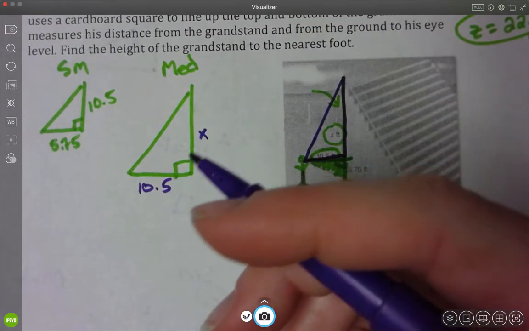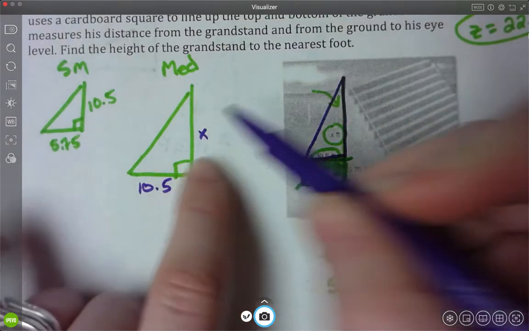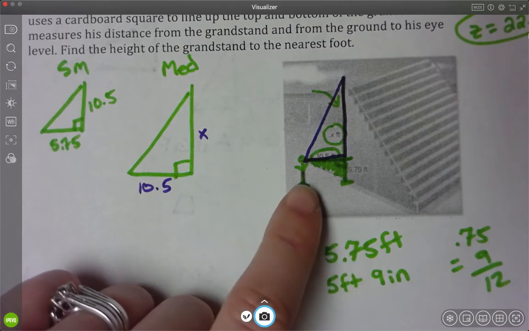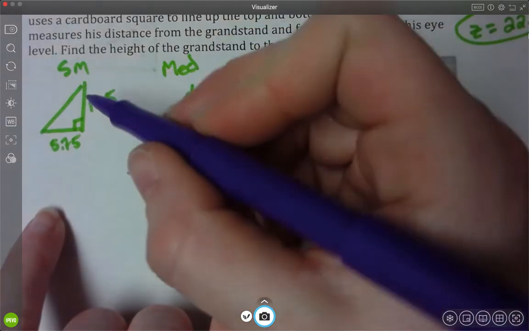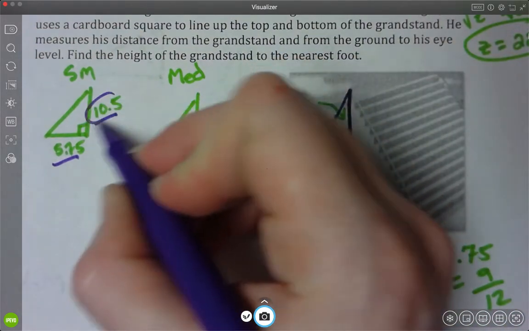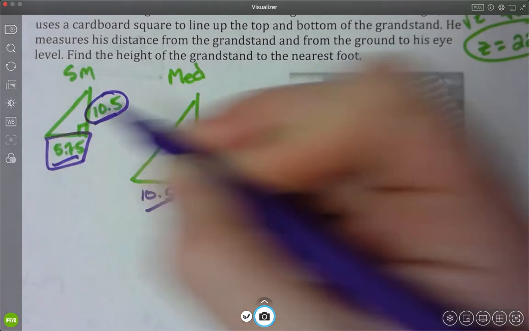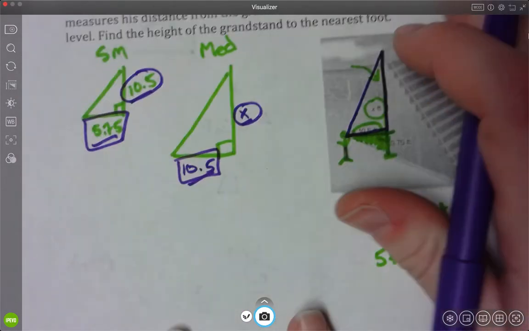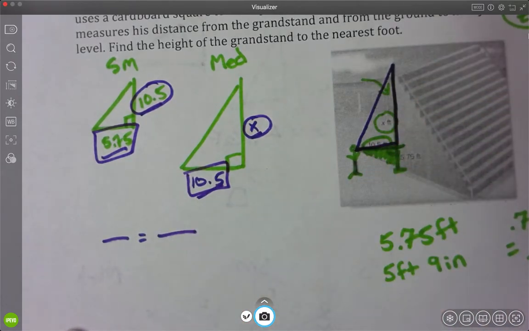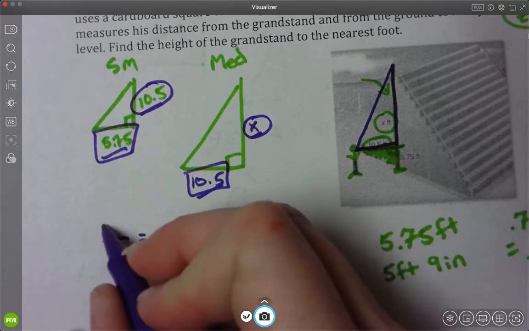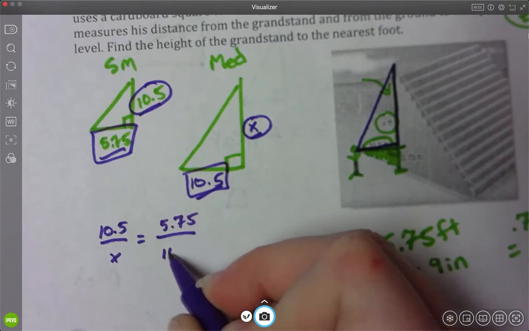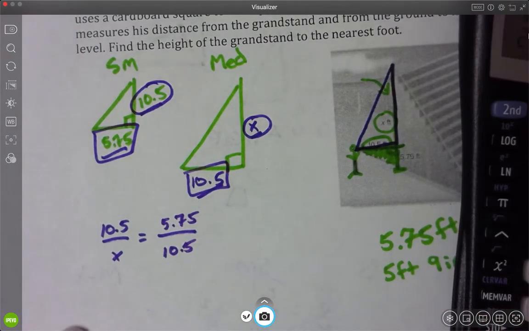Okay? Now, if you notice, I'm only wanting to solve for X in this case. I don't even have to write out what the large triangle is, because I don't know very much about the large triangle. But I have each one of the sides that I can compare, right? 10.5 goes with X, and 5.75 goes with 10.5. So I can just set that up as a proportion, okay? And then solve. I don't have to write out what the large triangle looks like, okay? 10.5 over X equals 5.75 over 10.5, and then I can just multiply, okay?